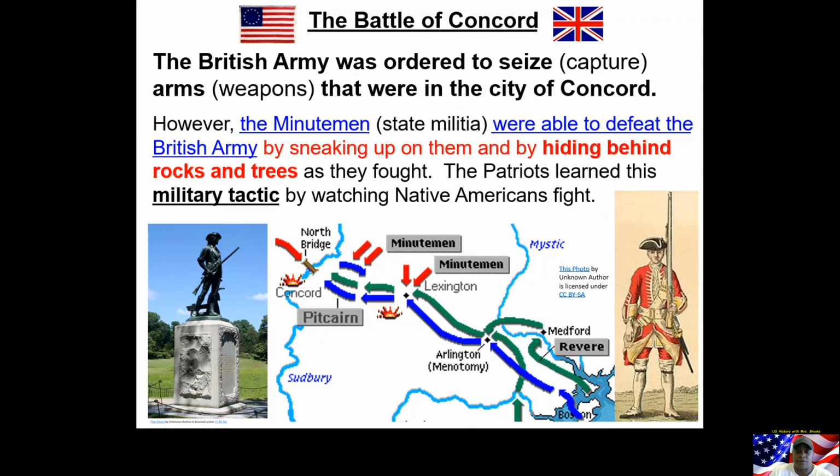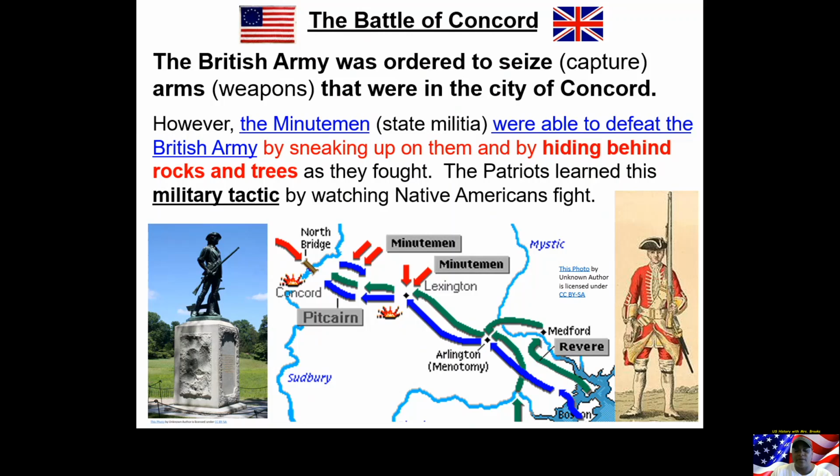Well, it works. These military tactics were very successful, and it caused the British Army to actually retreat. So the Americans, they're like, wow, we did it. Oh my goodness. We got the British on the run. And it started giving them confidence that maybe they could actually win this fight against the British Army because they made them retreat.